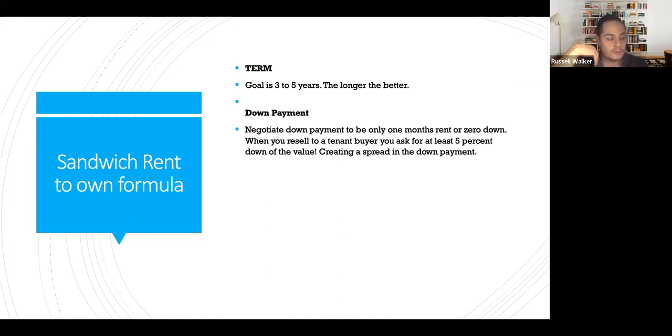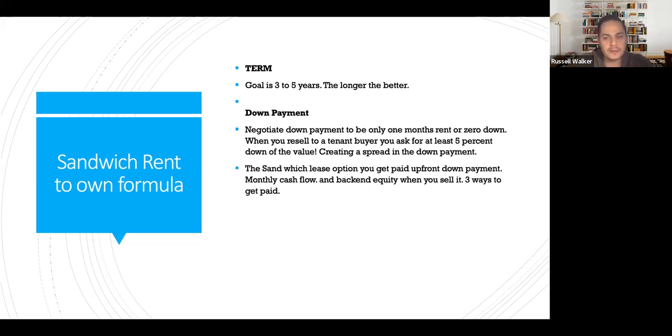If you turn around and do a rent to own to another person, which is what a true sandwich rent to own is, then your goal is to get the down payment from the rent to own buyer, so you don't have to come up with anything out of pocket, creating the spread in down payment. So for example, you give the owner 2,000, maybe 4,000 down payment, and then you go and resell the property for a $10,000 down payment, right? So you just created $6,000, $8,000 up front in a spread in your down payment, right?